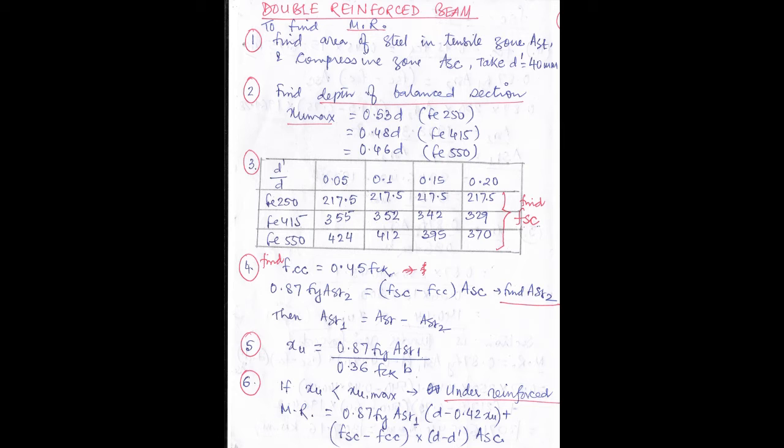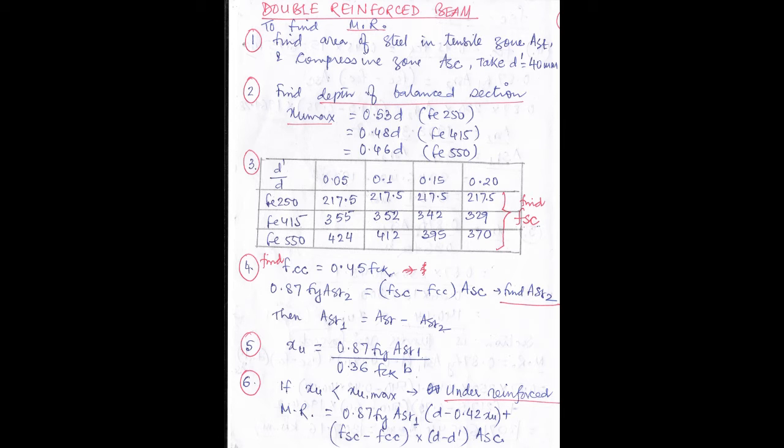Next, how will we find AST1? AST1 we can find from AST minus AST2. AST we have got in step number 1. From that, if we subtract AST2, we will find AST1.